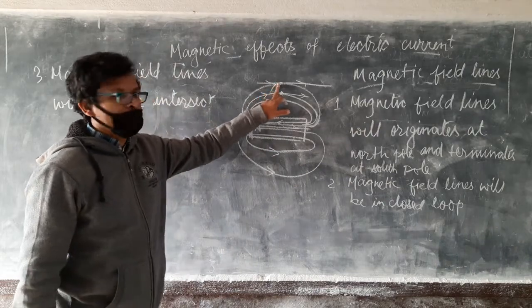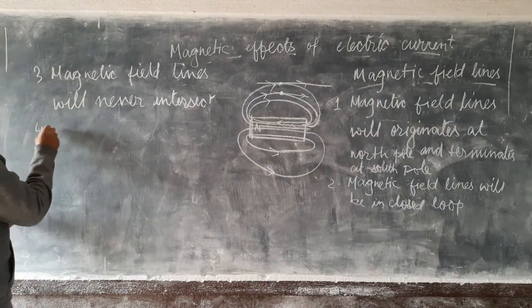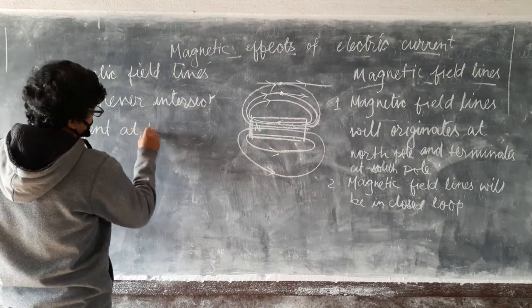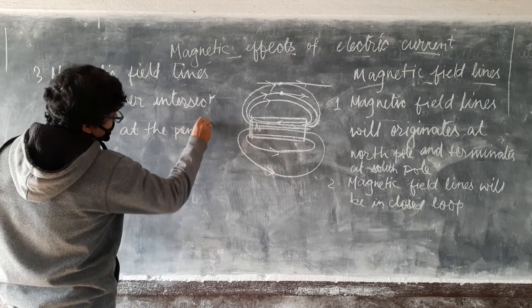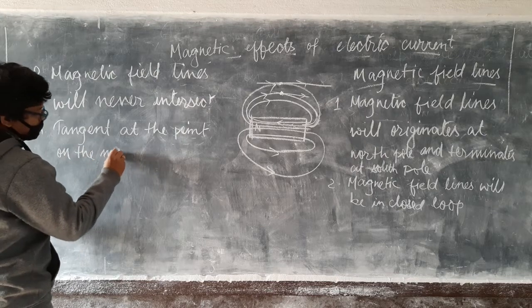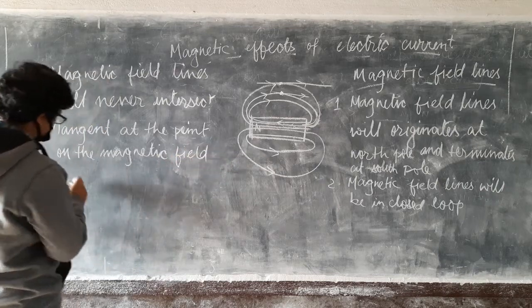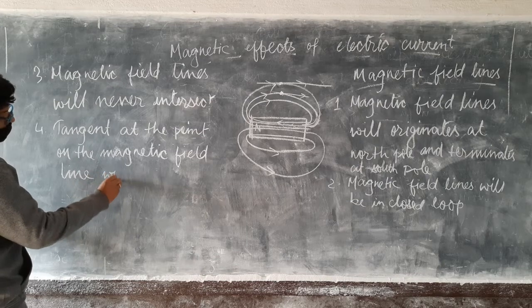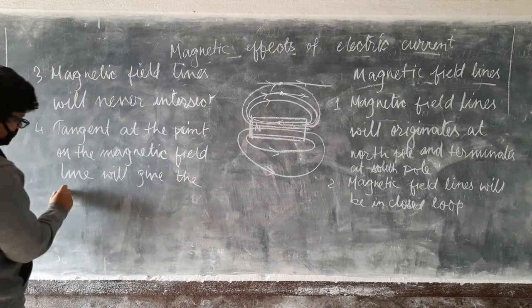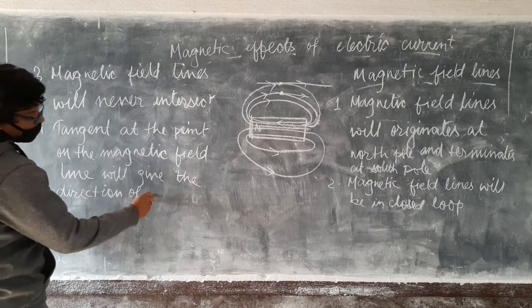So tangent drawn at the point on the magnetic field line will give the direction of magnetic field.